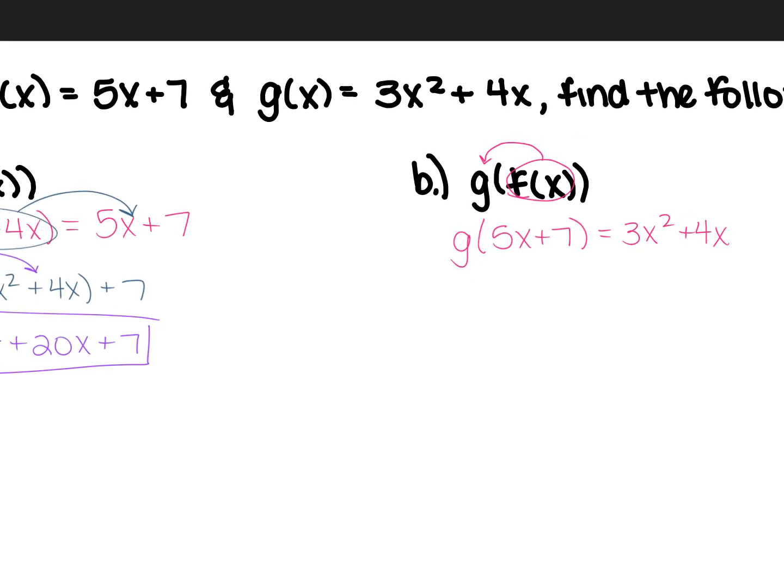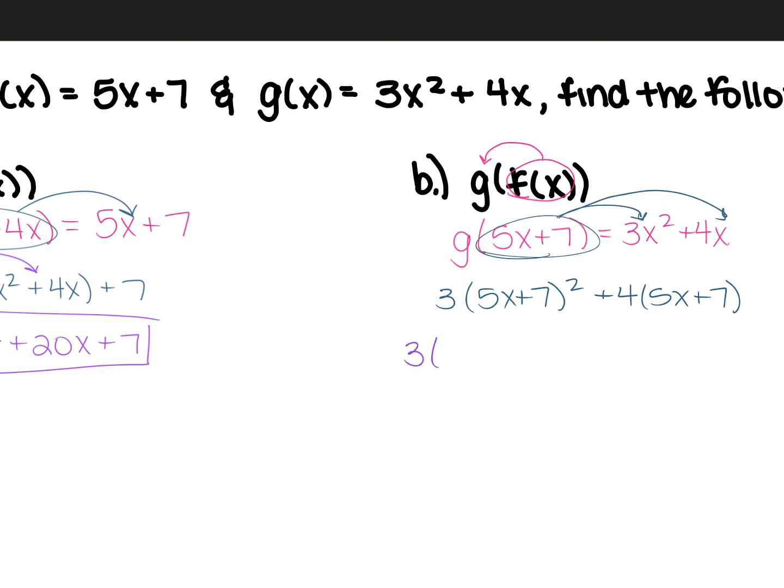So if we take this 5x plus 7, plug it in for x, anywhere we see the x, that means we're going to have 3 times (5x plus 7) squared plus 4 times (5x plus 7). This is kind of similar to one of the questions that was on your last quiz. You have a binomial that's squared. You have to separate that and FOIL it out before you do anything with that. So separate that, FOIL it out from here. So you're going to have 3 times (5x plus 7) times (5x plus 7) plus 4 times (5x plus 7).